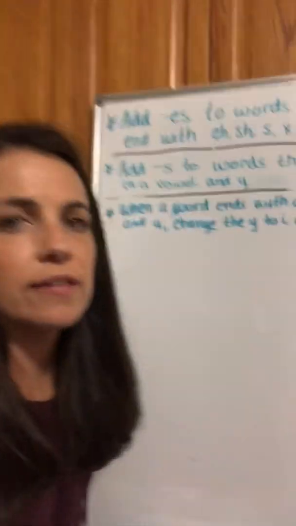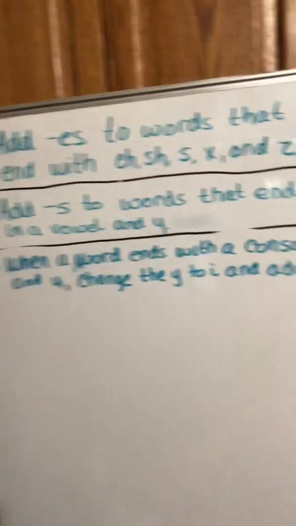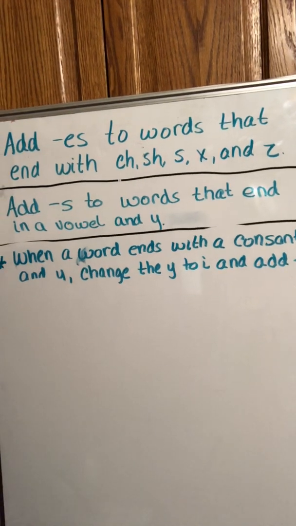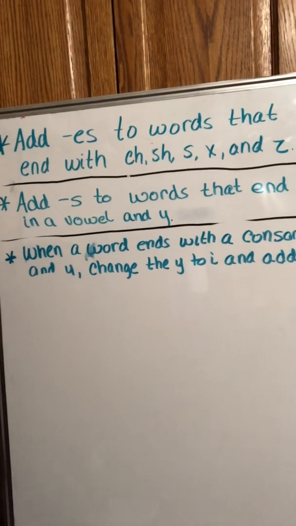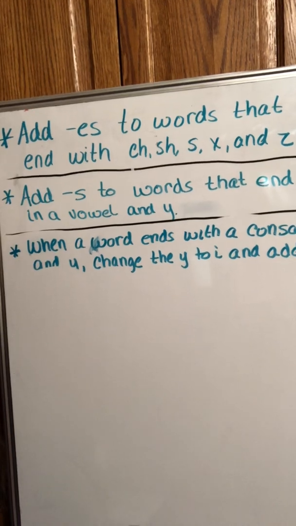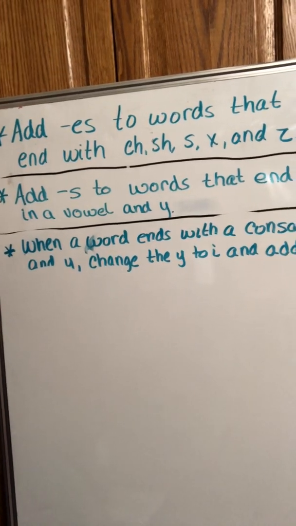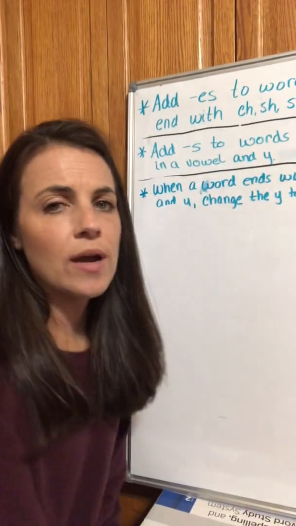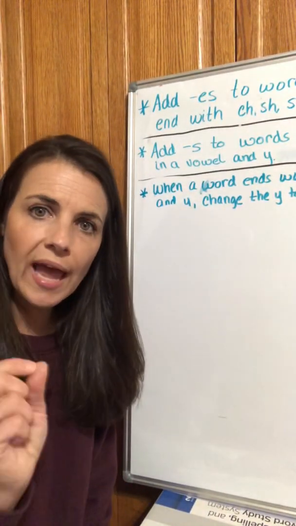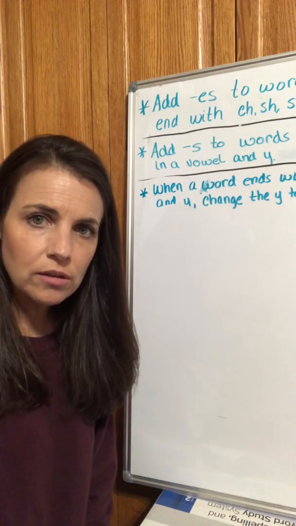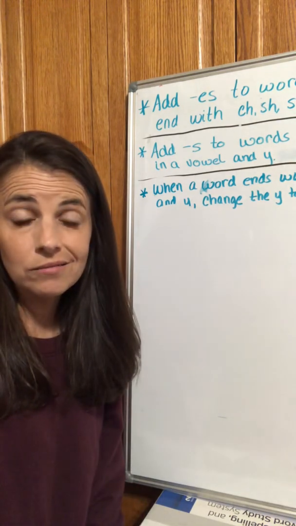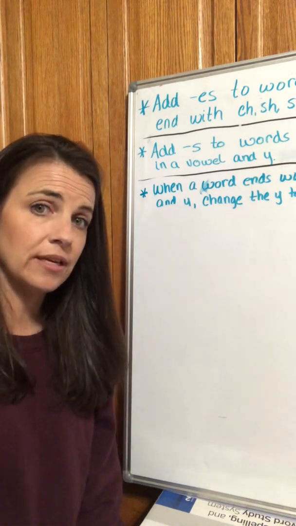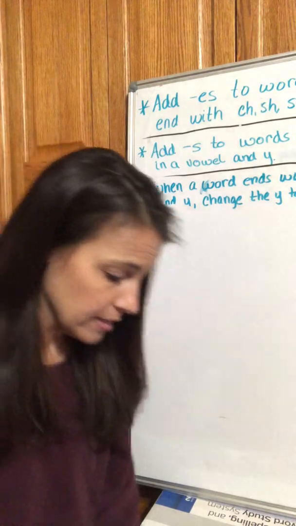We've also discussed our other rules: you add an S to words that end with a vowel and Y. And then finally you add ES to words that end with a CH, SH, S, X, or Z. So today we're going to do another lesson where we have to change a letter to a totally different letter. We're not just going to add an S or an ES to the end. We actually have to change some things about it.